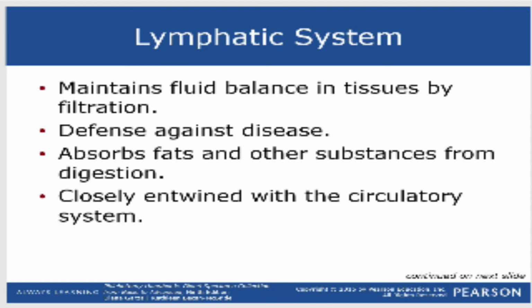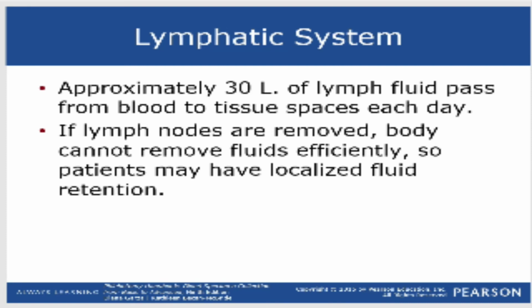So the main purpose of your lymph system is to help protect you against disease and maintain your fluid balance. It also helps you absorb fat and nutrients from the food that you have ingested. So the circulatory system and the lymph system work very closely together. You transport about 30 liters of lymph fluid through your body tissues every single day. So it is constantly working and shunting fluid from one place to the next.